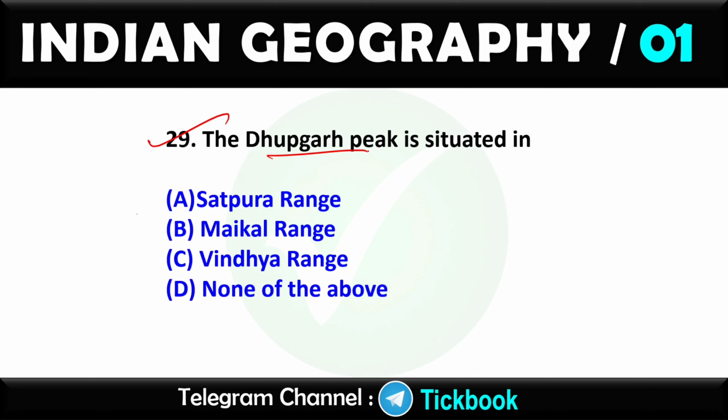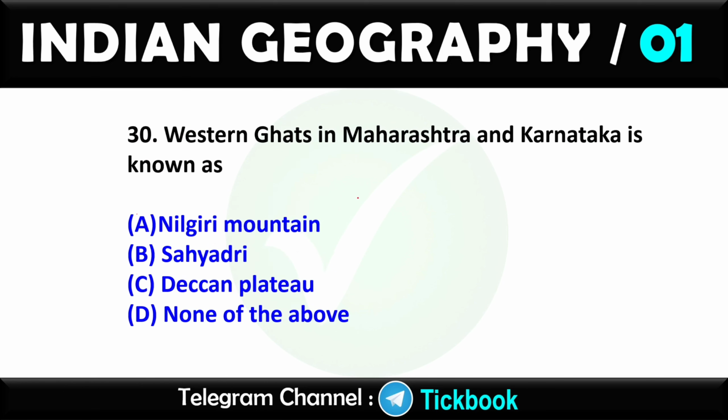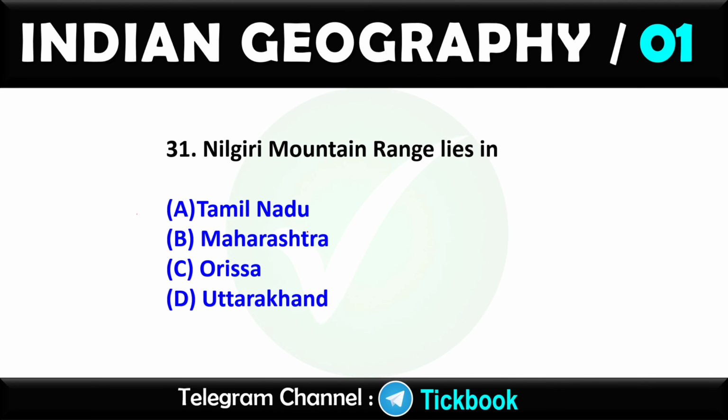29. The Dhupgarh peak is situated in? Option number A, Satpura range. 30. Western Ghats in Maharashtra and Karnataka is known as? Option number B, Sahyadri is the right answer.